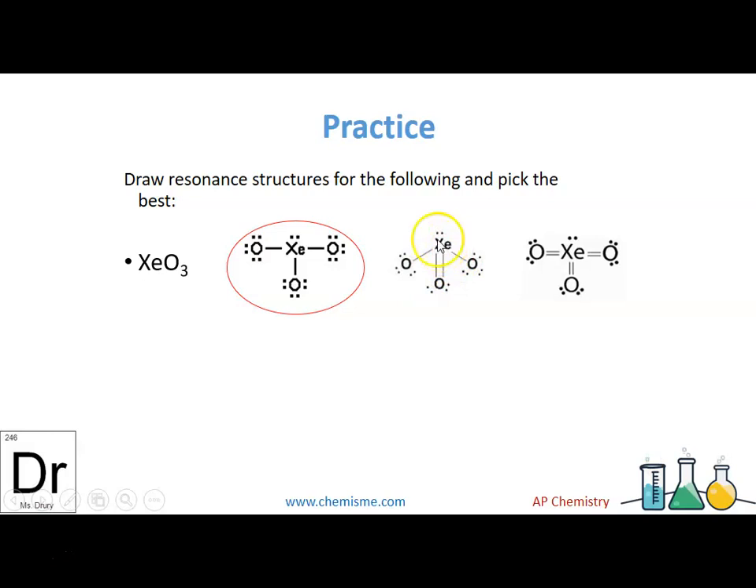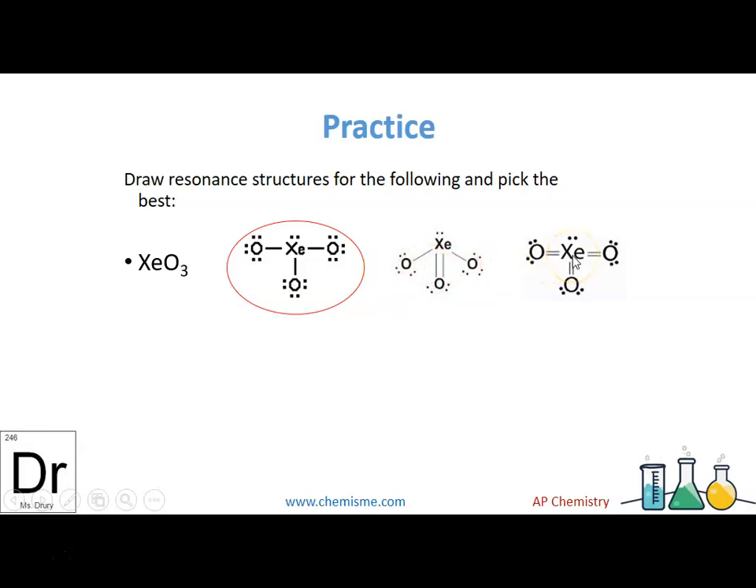Xenon should have 8 valence electrons. Right now it has 2 dots and then 4 bonds, which is 6. So 8 minus 6 is +2. That's already showing a pretty bad formal charge. Oxygens that are double bonded were 6 and 6, so zeros, and these were -1s each.